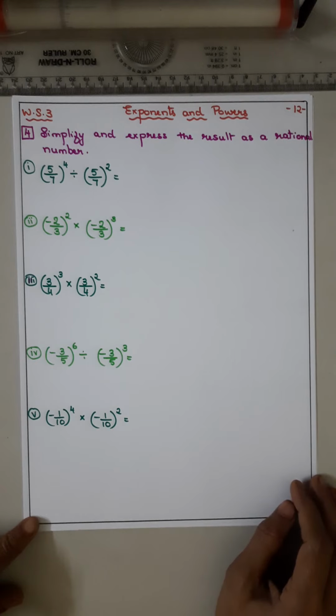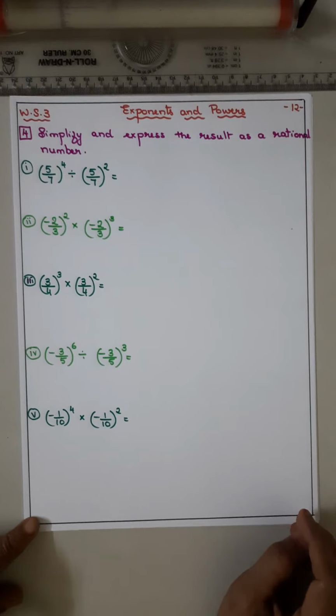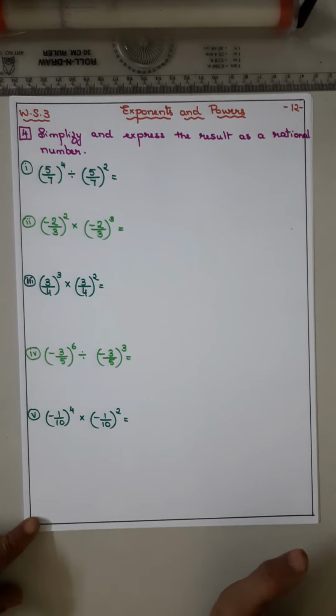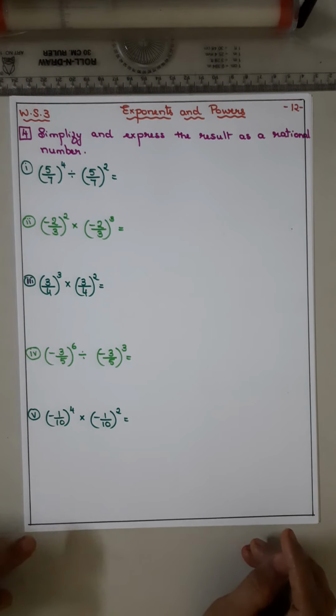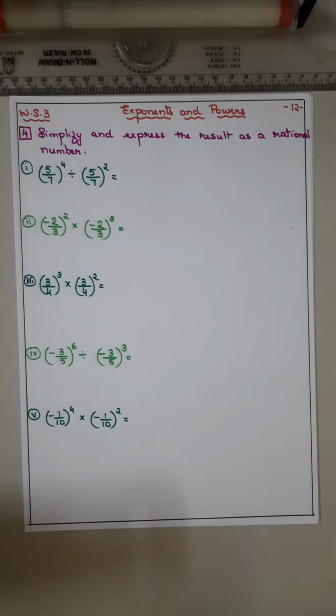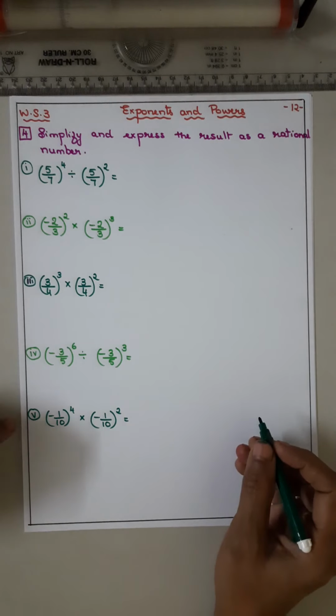We were discussing the lesson exponents and powers. Now we were discussing worksheet 3. Coming to the fourth question: simplify and express the result as a rational number. It is not as an exponent, but as a rational number. So we have to find the value.